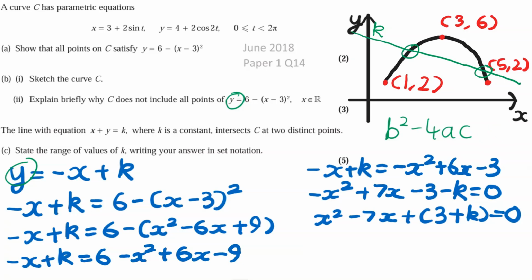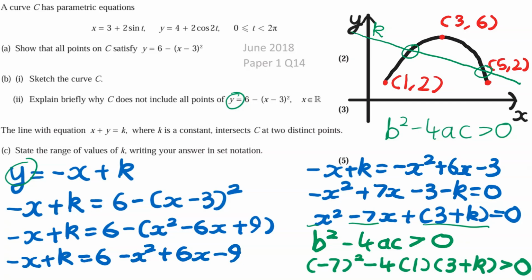In this case, there are two distinct points, so b squared minus 4ac is going to be bigger than 0. So a, remember, is the coefficient of x squared, b is the coefficient of x, and c is this here. So if we sub these values in, it's going to be minus 7 squared, minus 4 times a, which here is 1, and then c is this 3 plus k, and this is bigger than 0. What's nice about this is we've created an inequality, and we can make k the subject and therefore find the range of values for k.